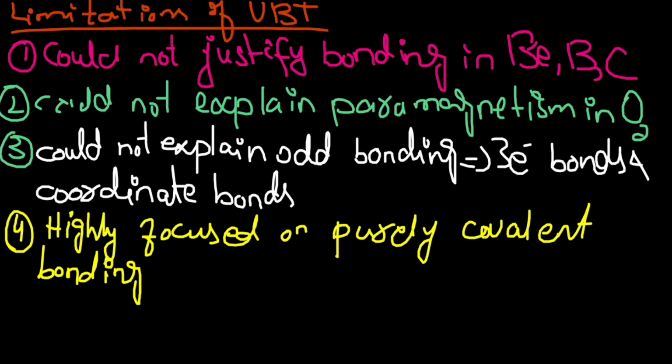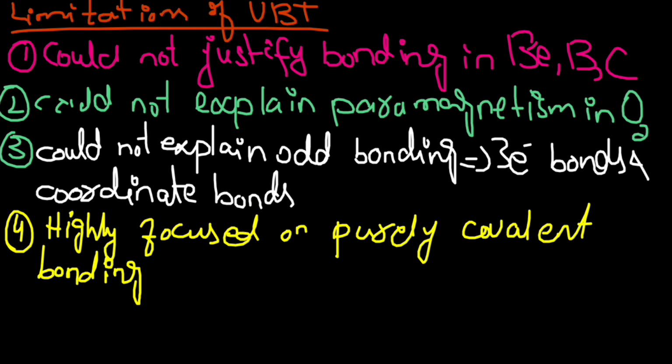Similarly, it couldn't explain the bonding in carbon. According to VBT, carbon must be divalent because it has two half-filled orbitals, but actually it is tetravalent. The concept of excitation was further extended and tried to explain the bonding in carbon, but still the bonding in carbon couldn't be explained because one of the bonds made by carbon, let's say in carbon tetrachloride, must be different because of the different overlapping, but actually all of the bonds in carbon tetrachloride are equivalent. So VBT couldn't justify the bonding in beryllium, boron and carbon.